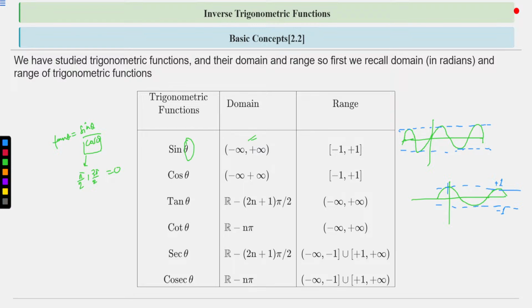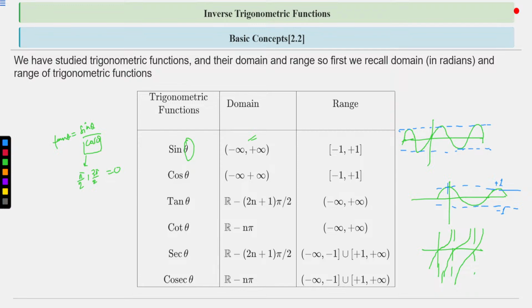Clear? And the range of tan theta is from minus infinity to infinity, because the graph of tan theta is like that. This is pi by 2, this is 3 pi by 2. So the graph is like that. This is the graph of tan theta. So you can see that the range of tan theta is minus infinity to infinity, and the domain is all real values except odd multiples of pi by 2.